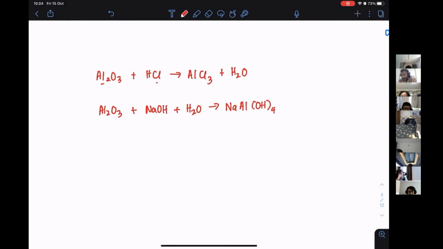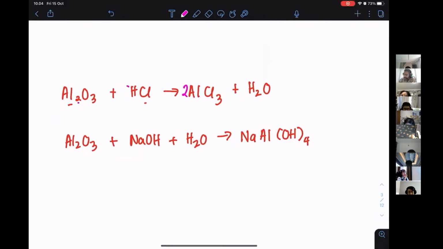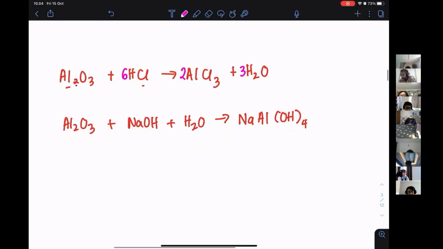Now let's try to balance them. If I have 2 over here, of course I need to put 2 here. Cl, there are 6, so I need to put 6 over here. Hydrogen, there's 6 over here, so I need to put 3 here, and now everything is balanced. For the reaction of aluminium oxide with sodium hydroxide, you see Al2, so of course I need to put 2 there to make Al2, and because I put 2 there, sodium becomes 2.